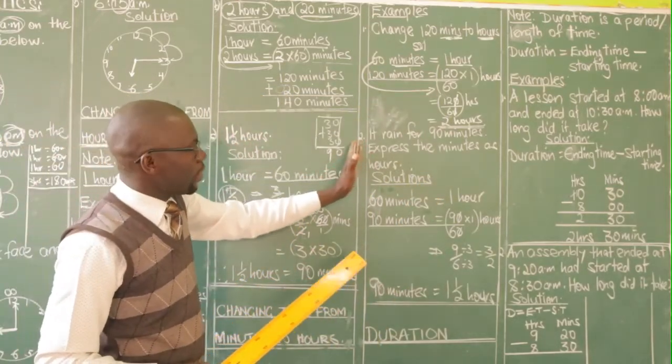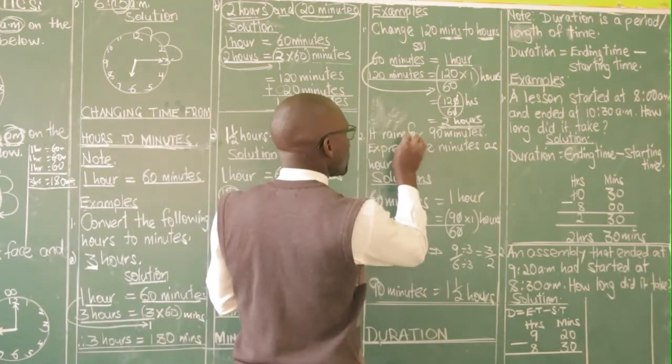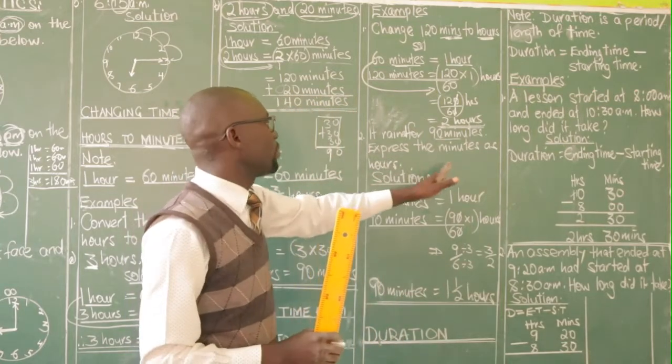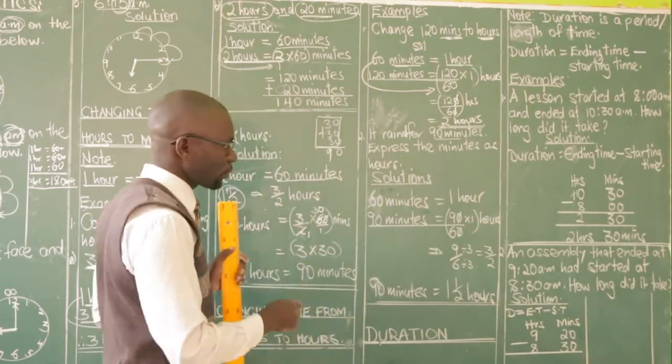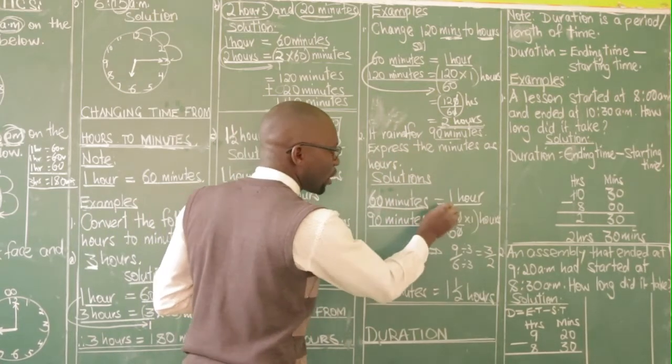Let's now look at example 2. It rained for 90 minutes. Express the minutes as hours. So we shall still say 60 minutes can give us 1 hour.